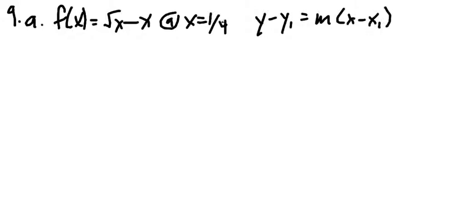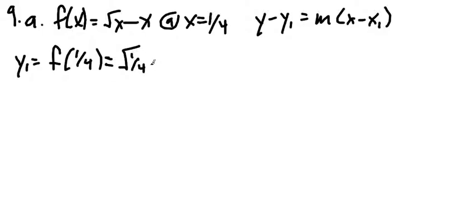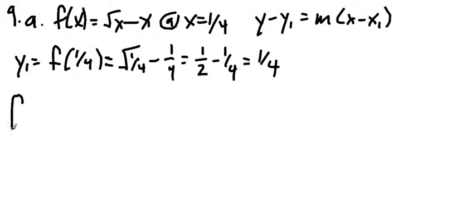We are given x1, which is 1/4. We need to figure out y1 and m. Well, to get y1, we plug that into f of x. So that's f of 1/4, which is the square root of 1/4 minus 1/4. And the square root of 1/4 is 1/2, minus 1/4 leaves me with 1/4. Great. To get the slope, I need to evaluate the derivative at 1/4.